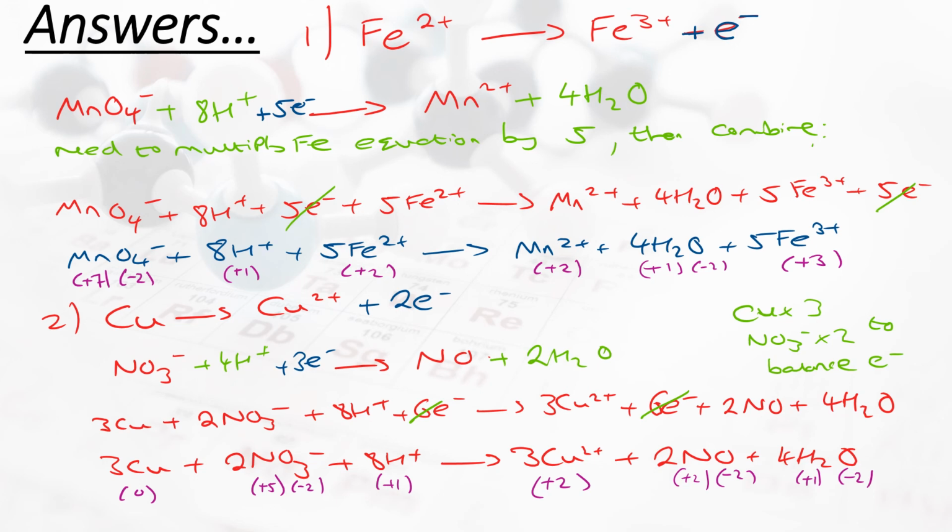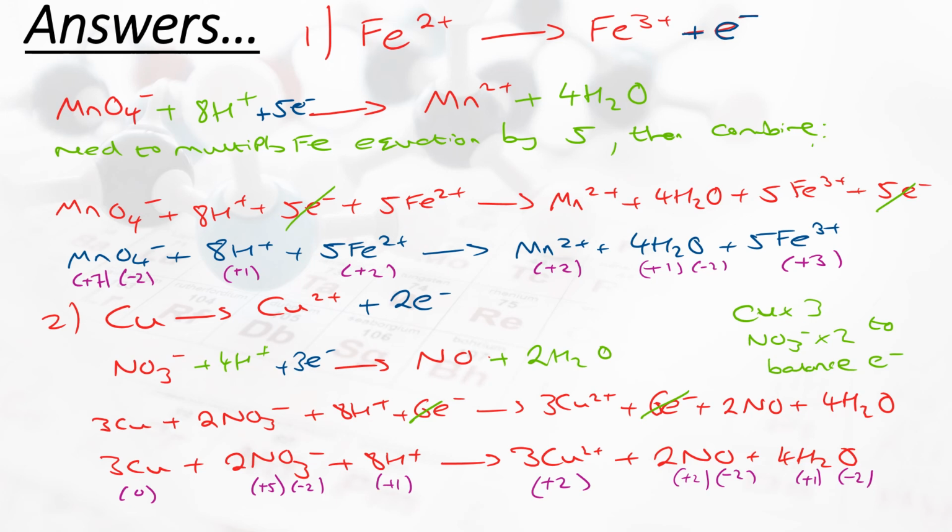Then our nitrate equation, a bit more difficult. This time we have NO3- going to nitrogen monoxide, NO. So first of all, check that nitrogens balance. They do. However, though, we have 3 oxygens on the left-hand side and 1 on the right-hand side. So we have to add 2 molecules of water to get 2 more oxygens to make it 3 each. Then we've added 4 hydrogens, so we have to add 4H+ to the left-hand side.